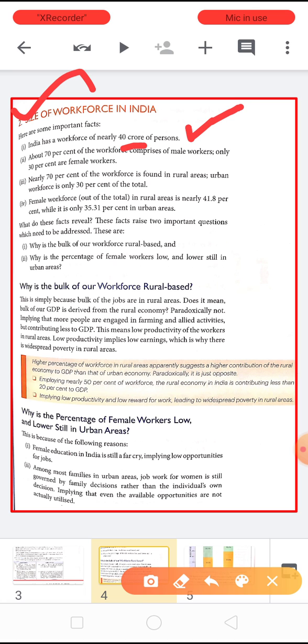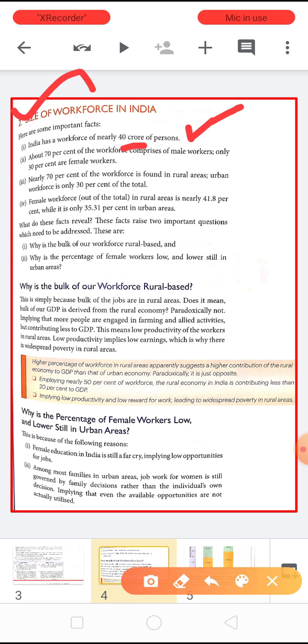So, the next question that arises is why the percentage of female workers is low, and lower still in urban areas. This is because of the following reasons. Female education in India is still a far cry, implying low opportunities for jobs. And among most families in rural and urban areas, work for women is still governed by the family's decisions rather than the individual's own decisions, which implies that even the available opportunities are not actually utilized.